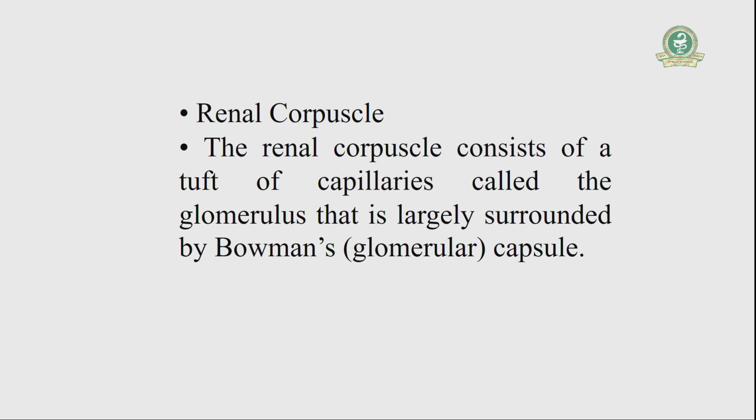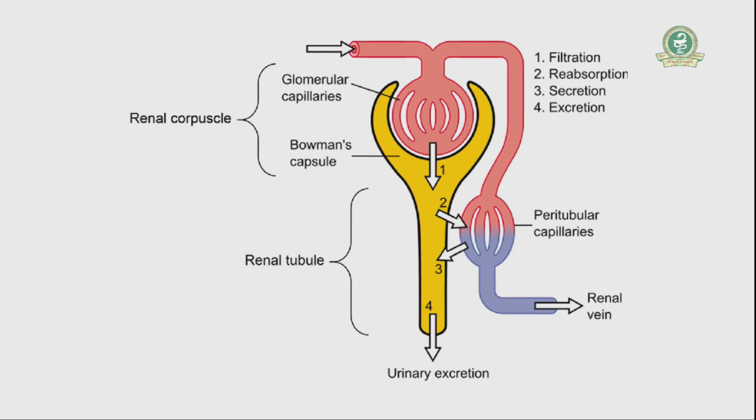Renal corpuscle. The renal corpuscle consists of a tuft of capillaries called the glomerulus that is largely surrounded by Bowman or glomerular capsule. We can see the renal corpuscle. The renal corpuscle includes glomerular capillaries and Bowman capsule. And this part of the renal tubule, this is the afferent and efferent arterioles.